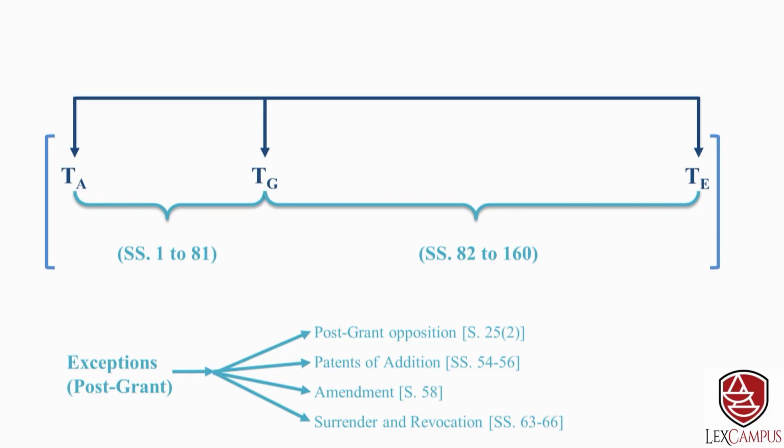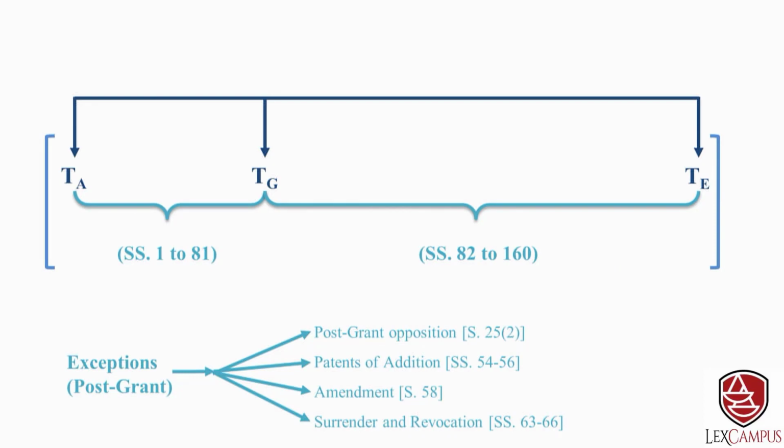So, on the whole, TA to TG is governed by sections 1 to 81. You have a few exceptions where the sections between 1 to 81 may have their impact after TG, after the grant of the patent. So, this timeline, the timeline between TA and TE, the time of application of a patent to the time of expiry of a patent, can be used to understand the entire syllabus of the Patents Act.